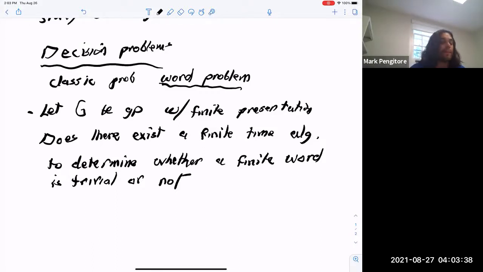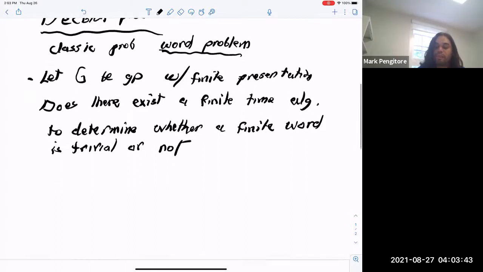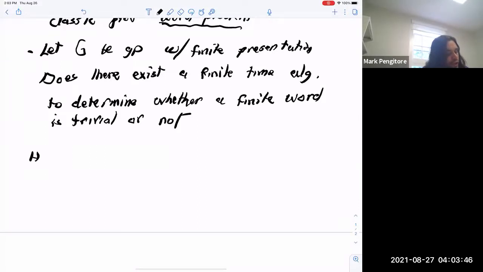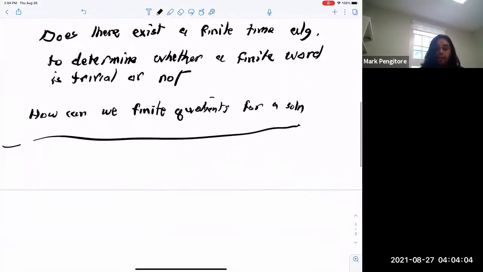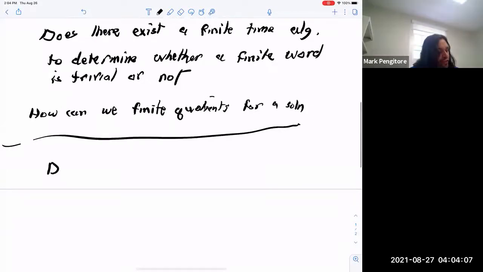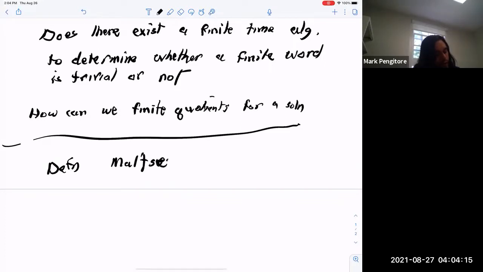So the thing is, how can we use finite groups or finite quotients to provide a solution to the word problem? This definition was introduced by Malcev, if I remember correctly, in 1958.